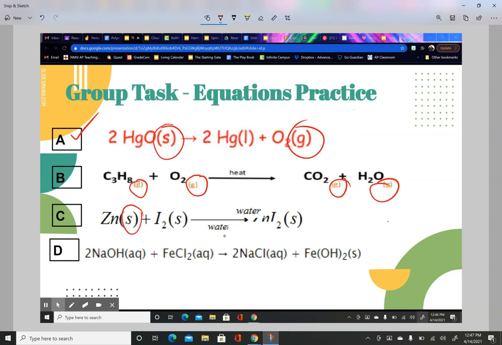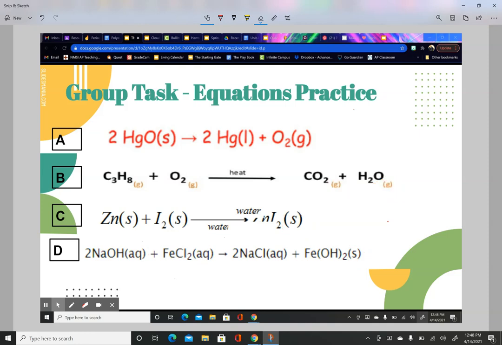In C, we have a solid, a solid, a solid, also the same state of matter. We have aqueous, aqueous, aqueous, and oh, look at that, a solid. So the products for this one will have different states of matter than the reactants. So you should have had A and D for that particular question. Make sure you've written that down before we move on to the next question.